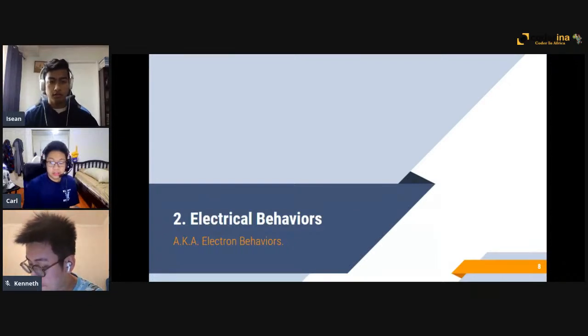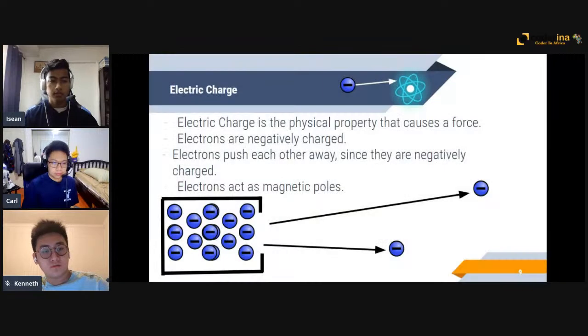Now that you know what electricity is, except for the electrical charge part, we could start talking about electrical or electron behavior. The first electric behavior is electric charge. Electric charge is a physical property of electrons that causes a force. Now let's break this down to figure out how it relates to electrons. One of the innate physical properties of electrons is that they are negatively charged. That is just how they are made.